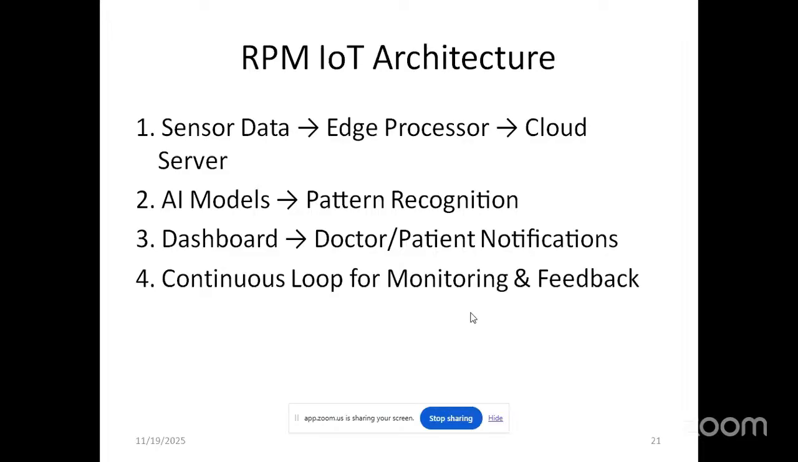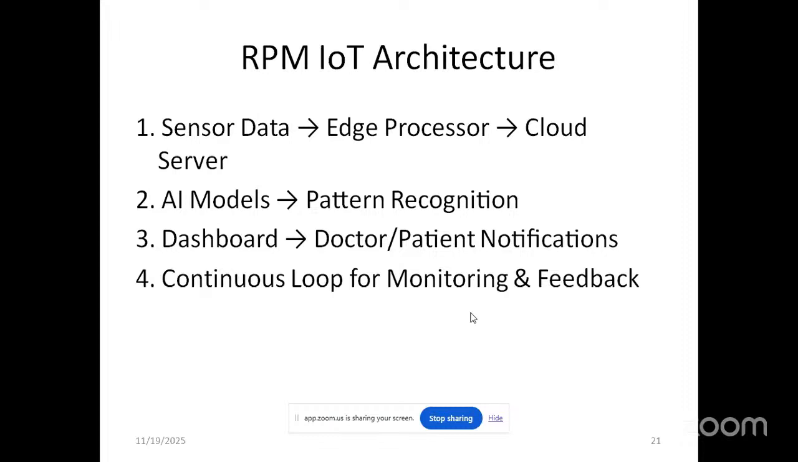Third is the dashboard, which is very important. It shows doctor names, doctor data, and patient notifications about any disease or other things, updating the notifications. Fourth is the continuous loop for monitoring and feedback. Everything is monitored for the patient, and feedback is collected so any problems can be responded to in a timely manner.